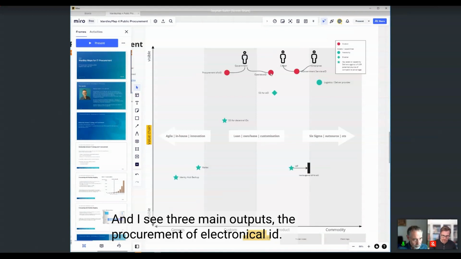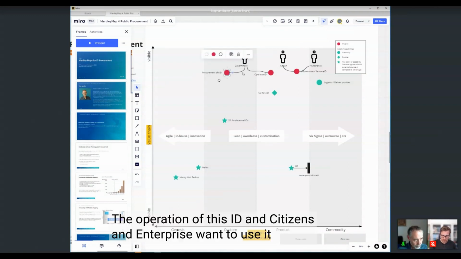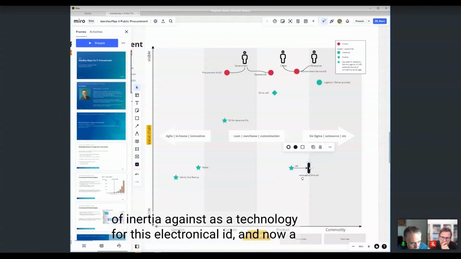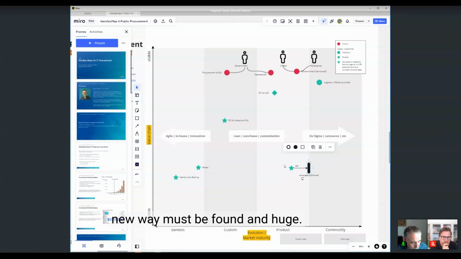And I see 3 main outputs: the procurement of electronic ID, the operation of this ID, and citizens and enterprises wanting to use it. Here I made the first approach with the IDP, which got a lot of inertia against it as a technology for this electronic ID. And now a new way must be found.